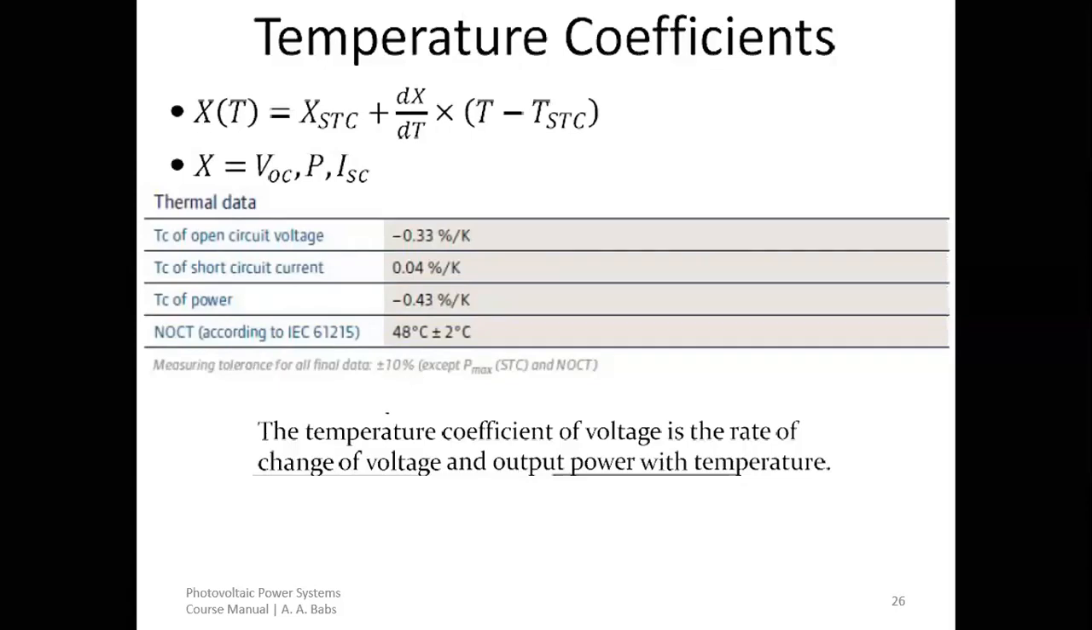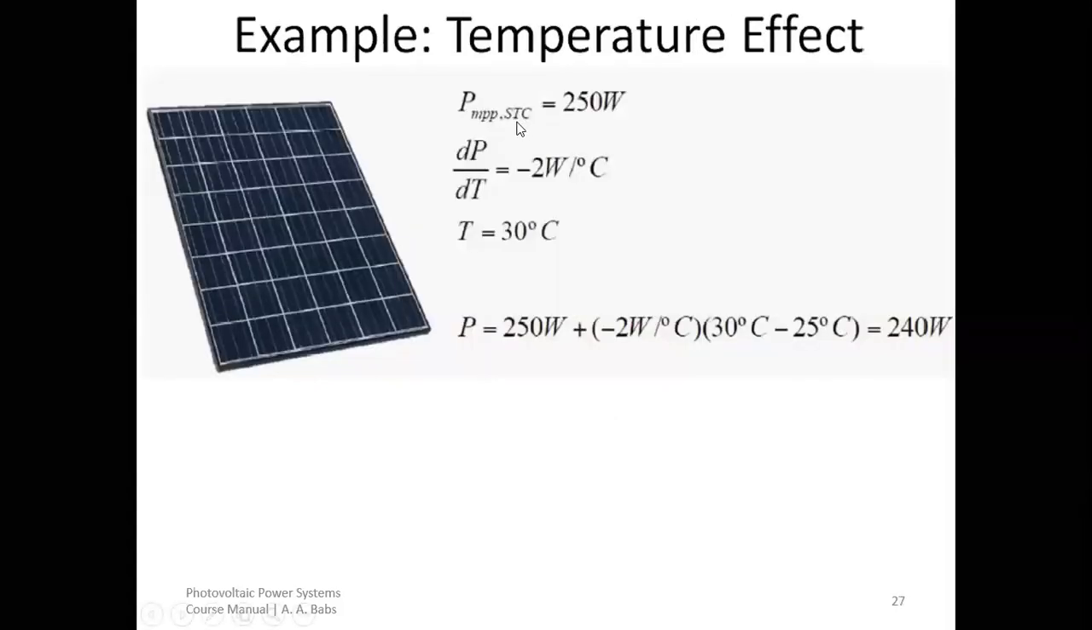Let's take it a step further. In case we have a situation where we want to examine temperature effect, let's say that the power at standard test condition, or the rated power at standard test condition, is given as 250 watts, right? And then they gave us the PDT. The PDT now would represent the temperature coefficient with respect to power, all right? Temperature coefficient with respect to power, or that is the rate of change of power with respect to temperature. Those are two ways to put it. So we are given the PDT as minus 2 W per degree Celsius. And then we are given the standard test temperature as 25.